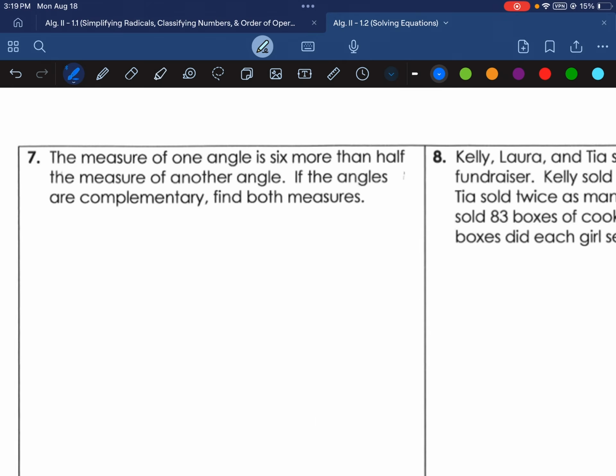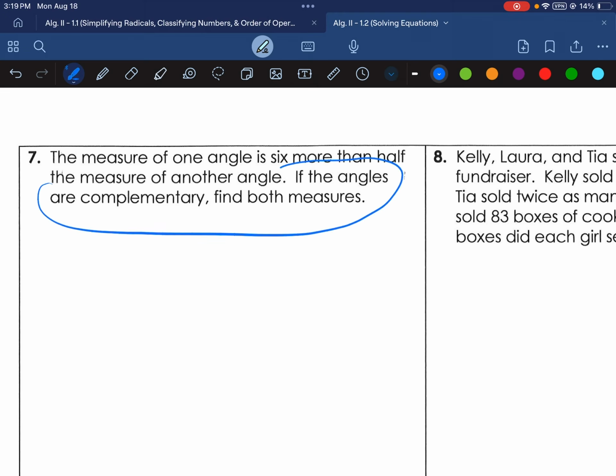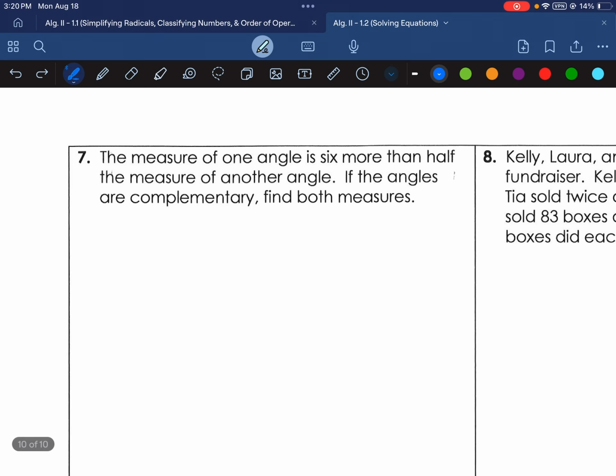Moving on to number 7. The measure of one angle is 6 more than half the measure of another angle. If the angles are complementary, find both measures. So even though the second sentence doesn't look like it has any math in it, it really does. Complementary means the two angles add up to 90 degrees, going back to geometry there.